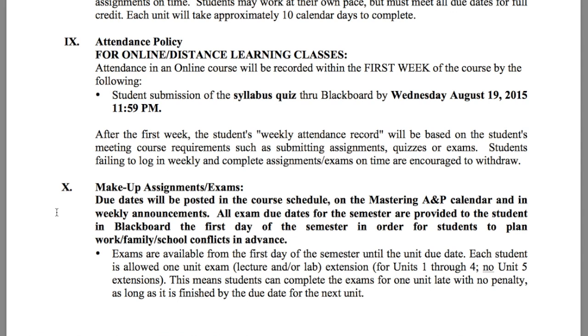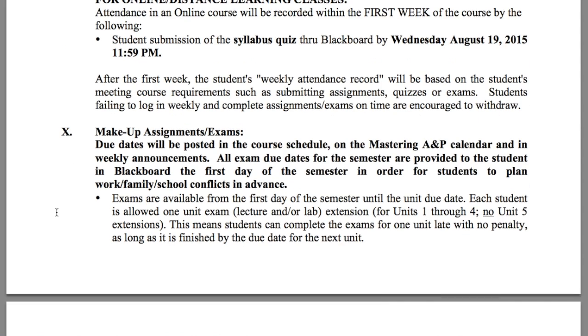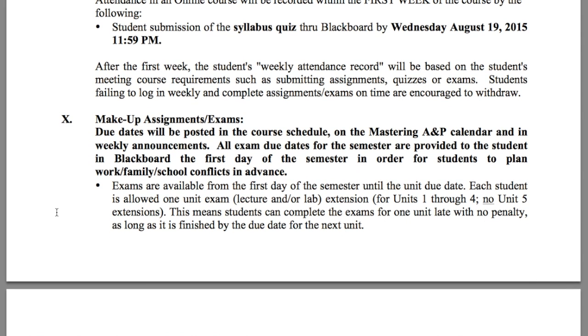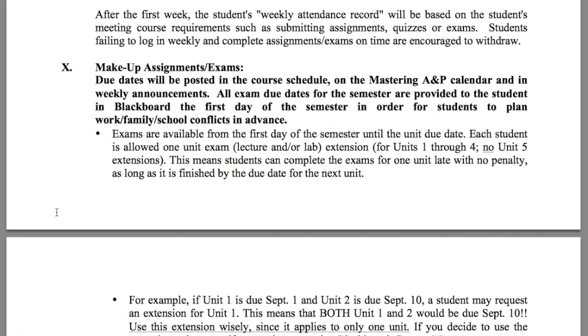To be counted for this class, you've got to take the syllabus quiz. So we do have to take attendance. So if you're on financial aid, make sure you do your syllabus quiz this first week. Otherwise, you won't be marked present and you may lose your financial aid.